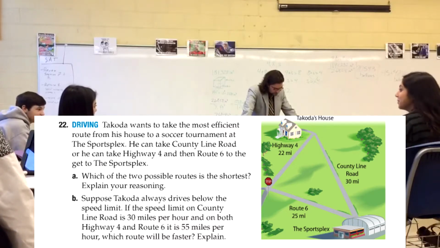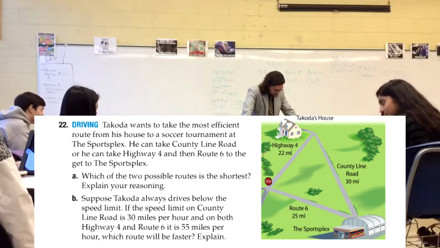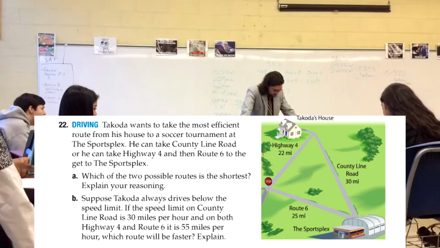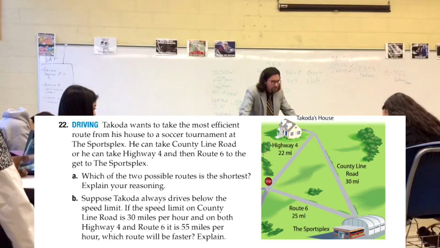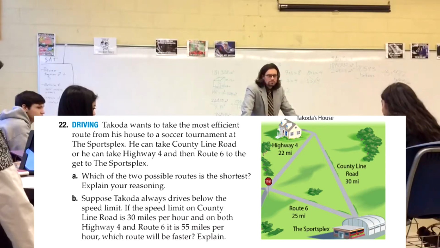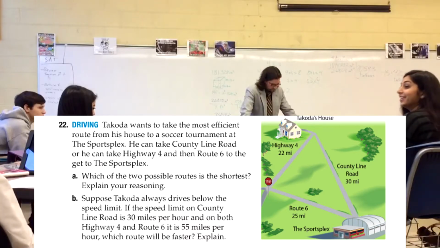Now part B is the real interesting part. The speed limit's going to determine which one is actually the faster route. The speed limit on County Line is 30 miles an hour, and on Route 4 and 6 it's 55 miles an hour. So which one ended up being faster? Highway 4 and 6?